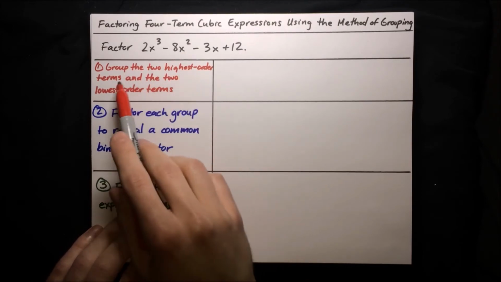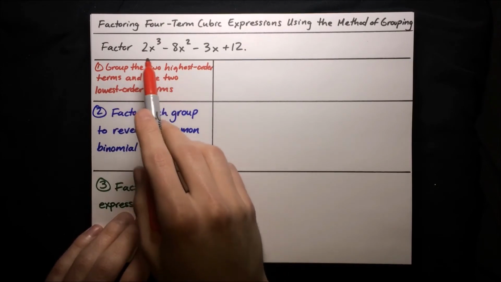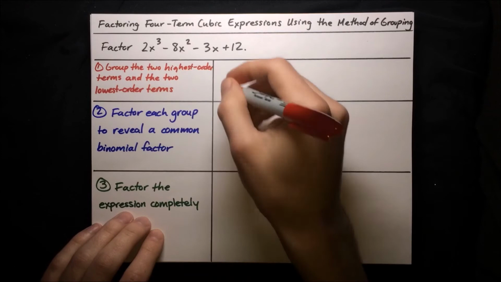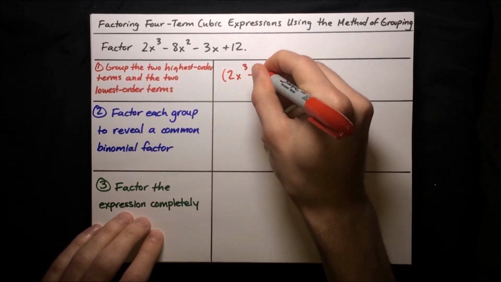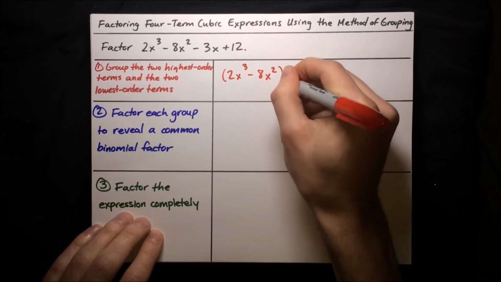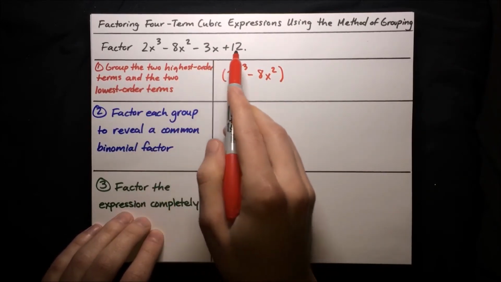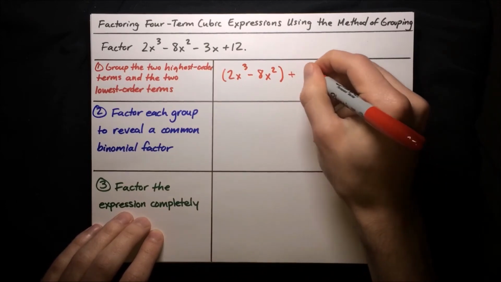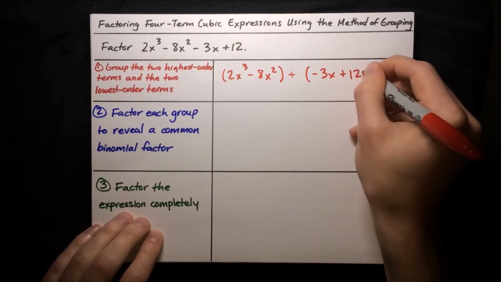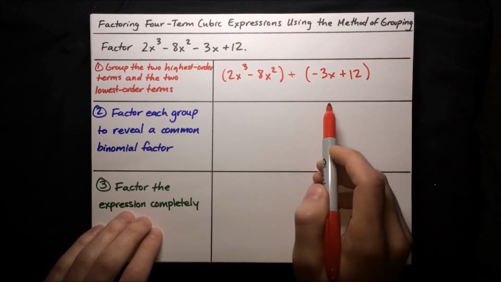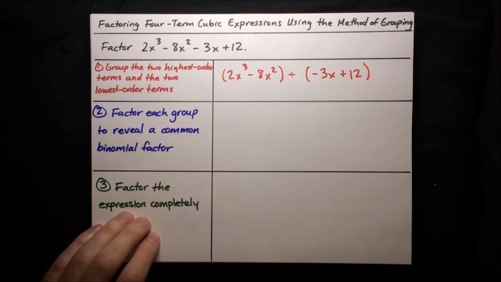Group the two highest order terms and the two lowest order terms. Highest order terms are the x cubed and the x squared, so we'll group up those. So we've got 2x cubed minus 8x squared. And then we'll also group up the lowest order terms, the x term and the constant. So just plus negative 3x plus 12. And now we're ready to proceed to step 2, factor each group to reveal a common binomial factor.